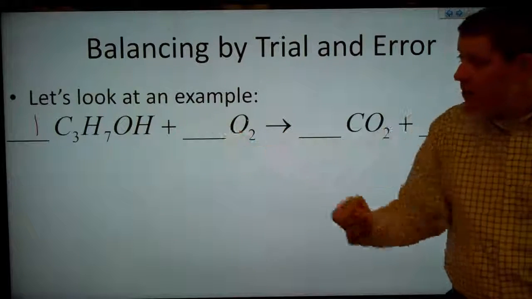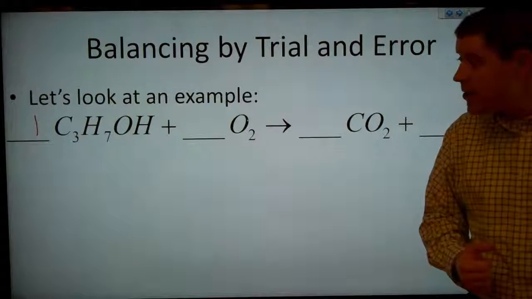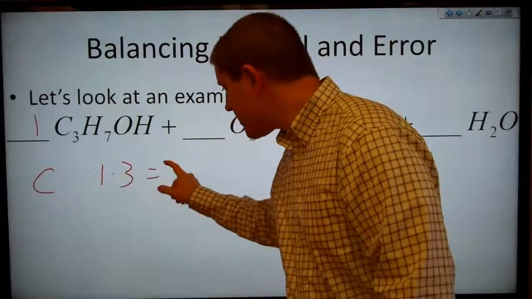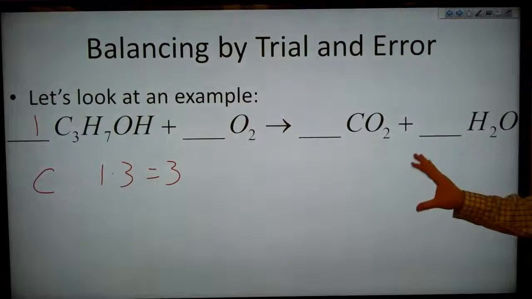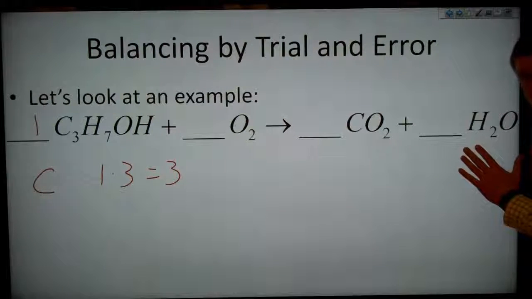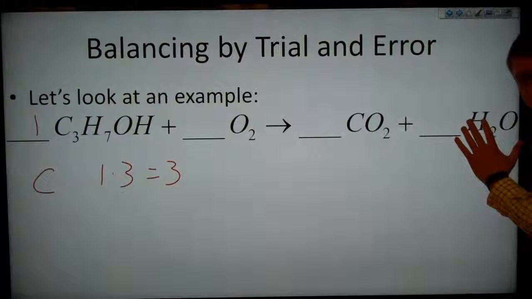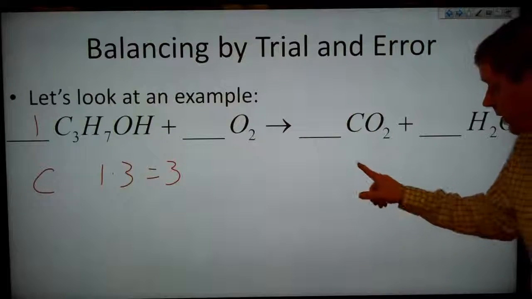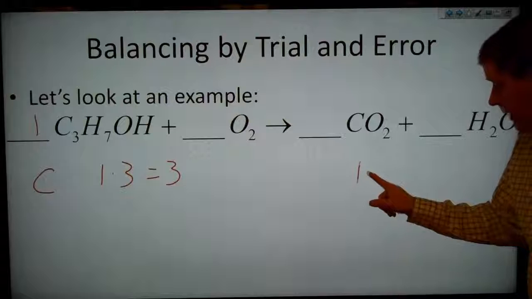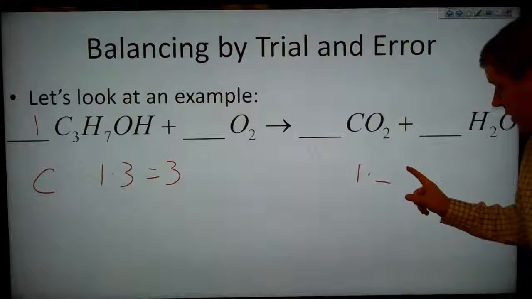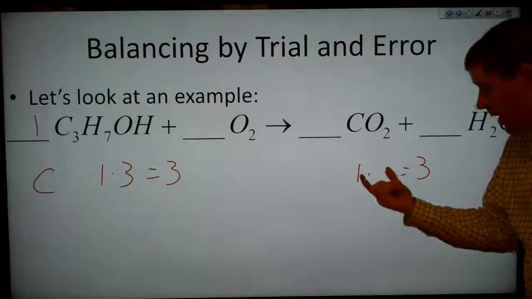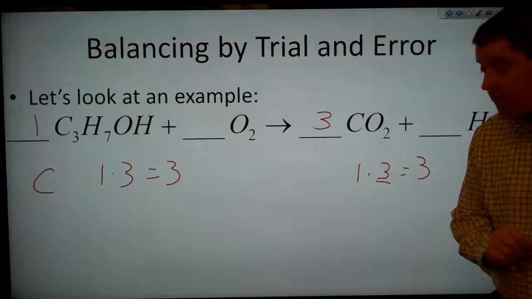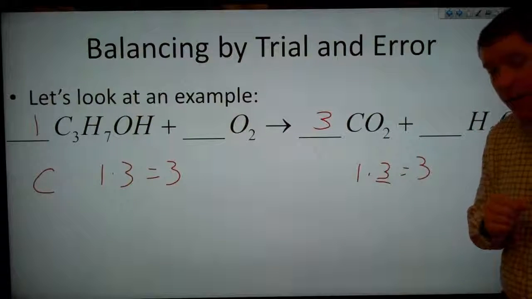If we have one molecule of propanol and 3 carbon atoms in each one, that means that for carbon we have 1 times 3, which gives us 3 carbon atoms on the left. That means we need to have 3 carbon atoms on the right. Now we don't have any carbon in the water, so however many water molecules we have, that's not going to change the number of carbon atoms on the right side. We have 1 carbon atom in each carbon dioxide molecule. We need some number to give us a total of 3. So 1 times 3 gives us 3. So we need to plug a 3 in there. So now we have 3 carbon dioxide molecules.